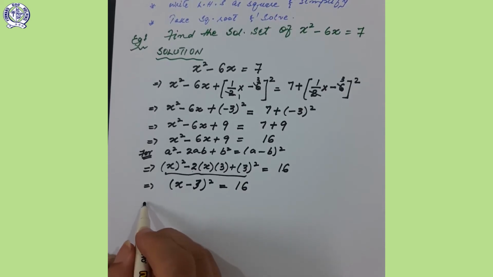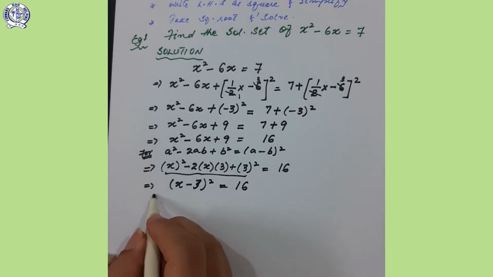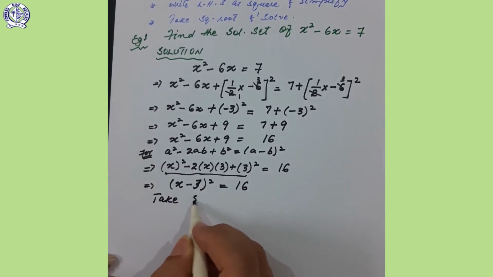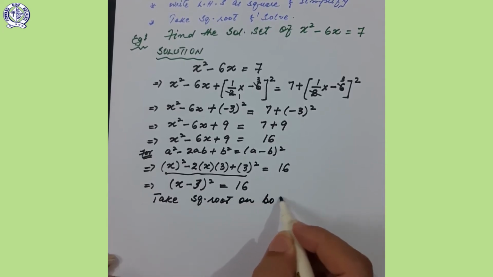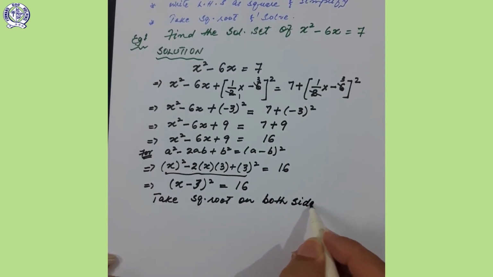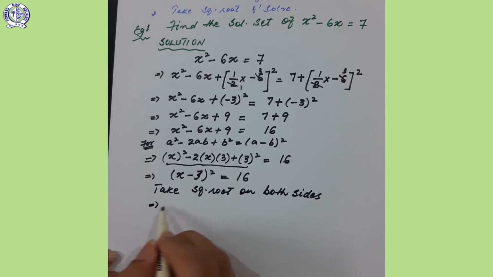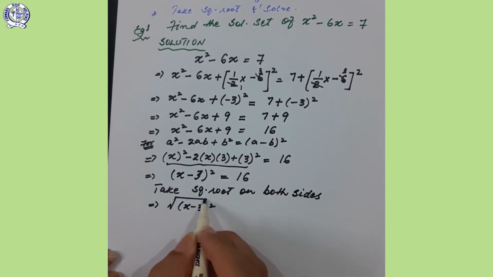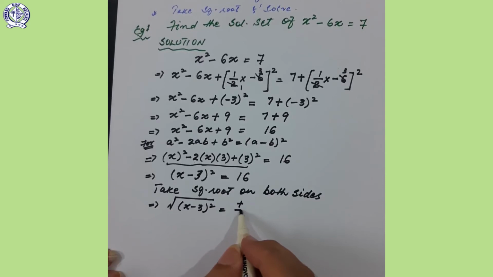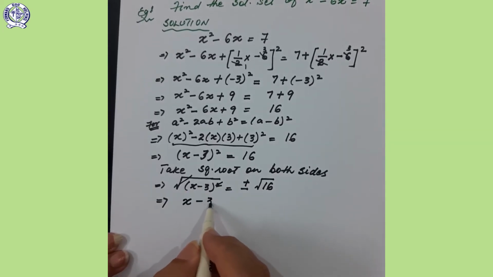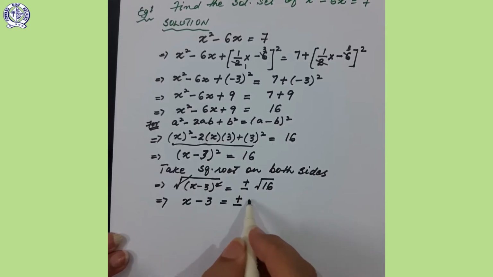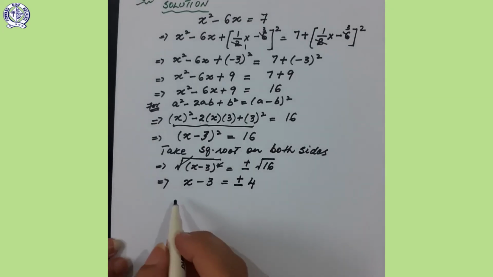Now the next step, according to those points, is to take square root on both sides. So under root x minus 3 the whole square equals to, when you take root here you will write both plus and minus sign, root 16. So root will get cancelled. x minus 3 equals to plus minus root of 16, which is 4. Now you solve it further.